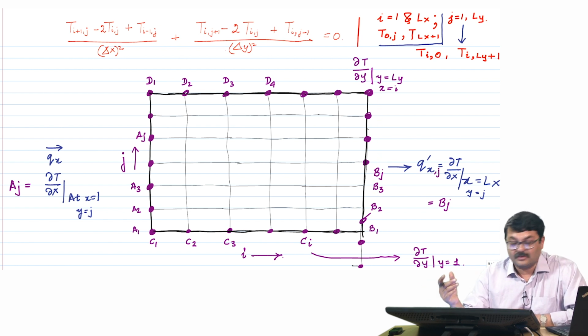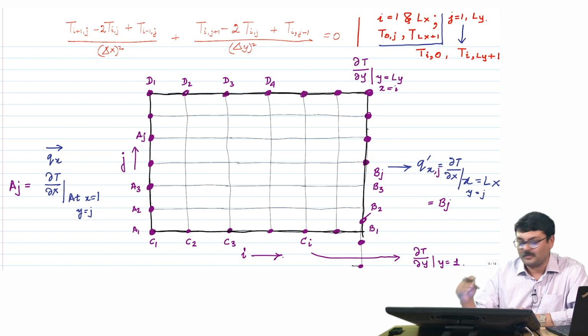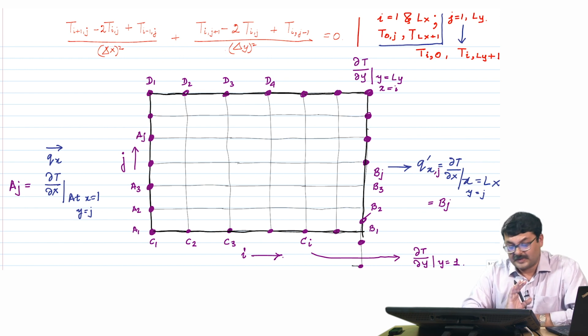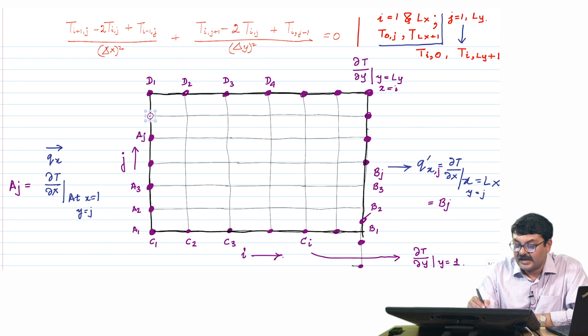Basically, that would correspond to different surface properties; you can treat the surface differently. So that is what we are specifying, and the more important thing is we have to find out the values of the temperature for these points as well.